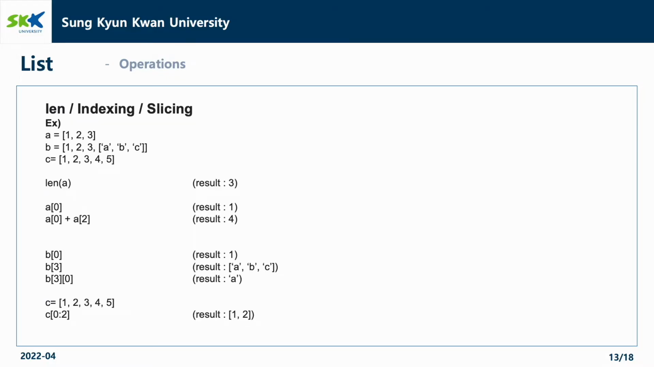In a Python list, there are the len operation, the indexing operation, and the slicing operation. In order to get the number of elements, you can use the len operation. Using indexing, you can access an element in the list. Using slicing, you can take the elements that you want out of the list.